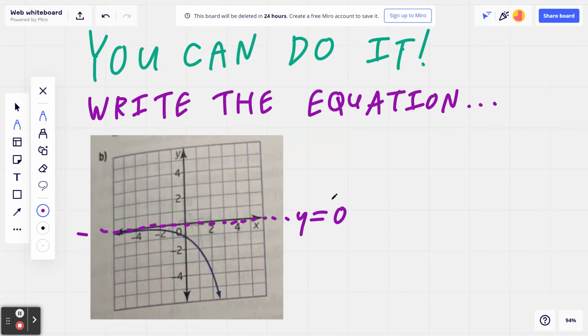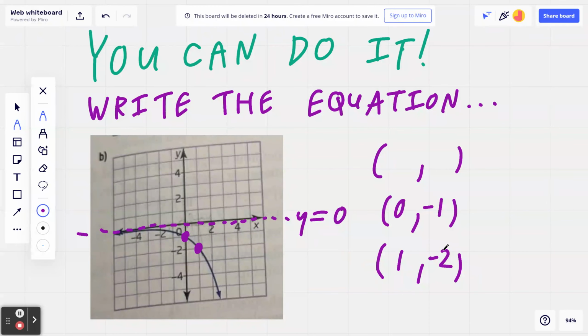So, again, step one, identify any type of asymptotes: vertical, horizontal, oblique. In this case, there's a horizontal asymptote. Step two, the reason why I am saying this looks like an exponential function is because I can identify a couple of points. Right off the bat, I can see this point right here is going to be the y-intercept, which is (0, -1). Likewise, if I grab another point, this is going to be at (1, -2).